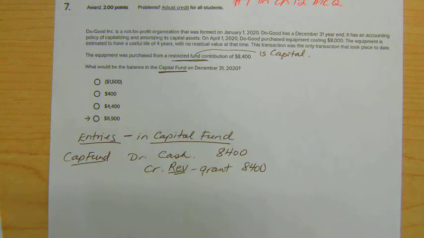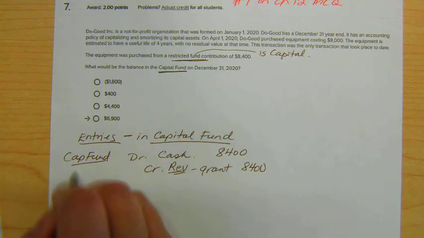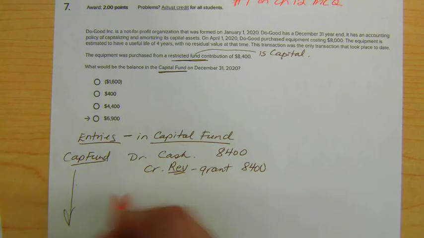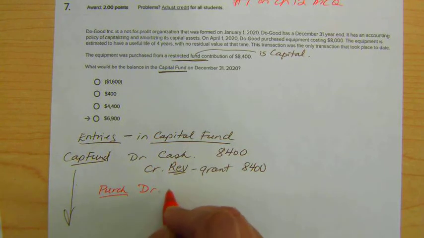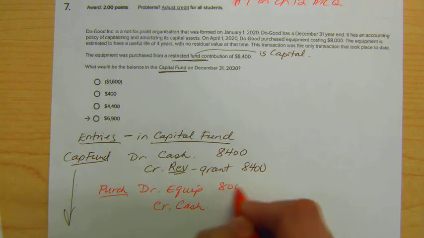Now, what's the only thing we did? We made a purchase. It was capital fund all the way down. So for our purchase, we debited equipment and credited cash for $8,000.